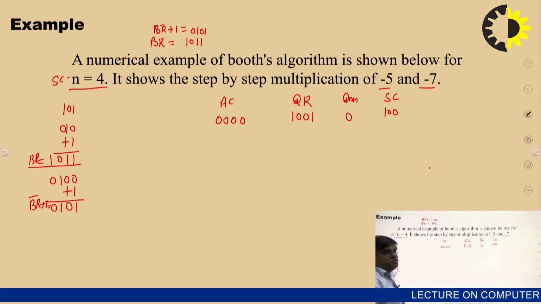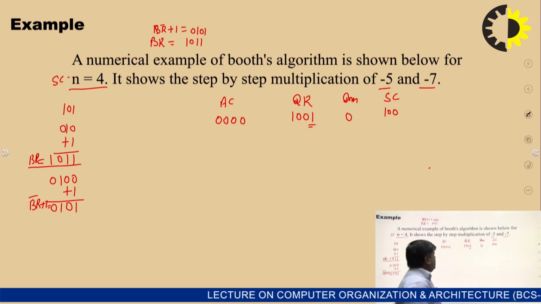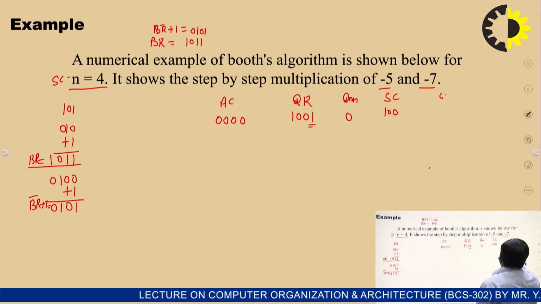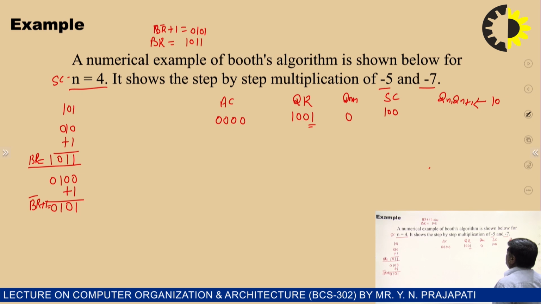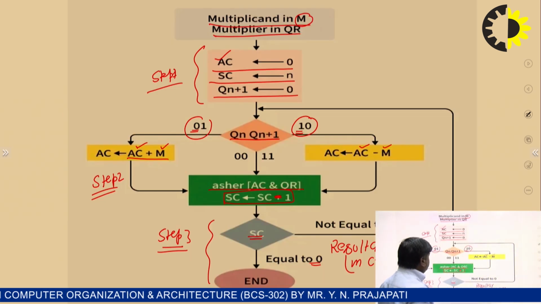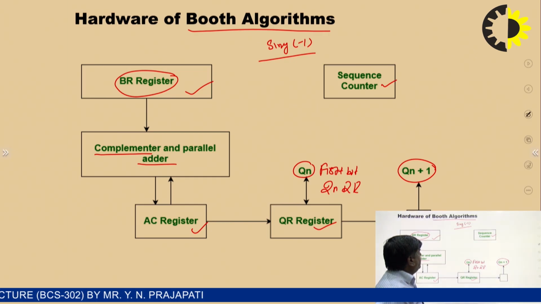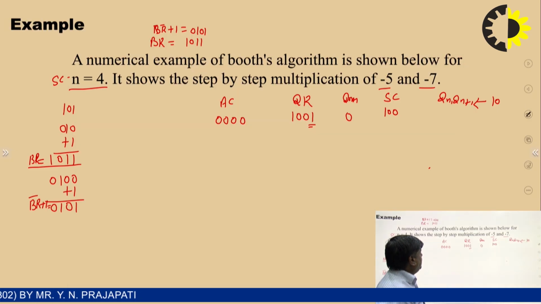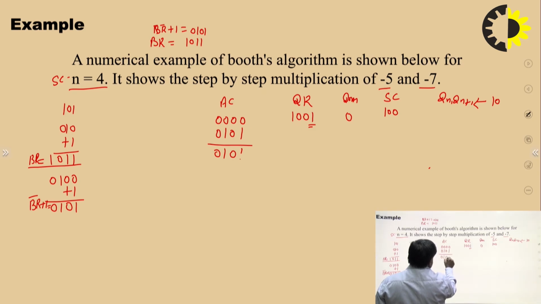Now, this is step 1, check Qn. What is the Qn? Qn is the first bit of the QR, and Qn plus 1 in starting is 0. Now, check Qn and Qn plus 1. Now, Qn and Qn plus 1, that is 1 0. For the 1 0, we see the algorithm: for 1 0, we perform the subtraction operation. It means AC minus BR. Now, what is the AC? It means we add this one, 0 1 0 1.